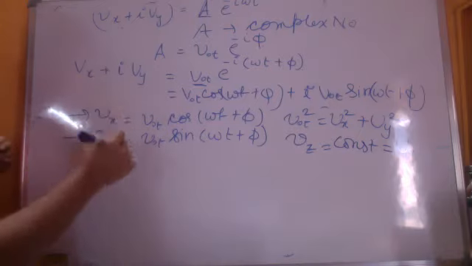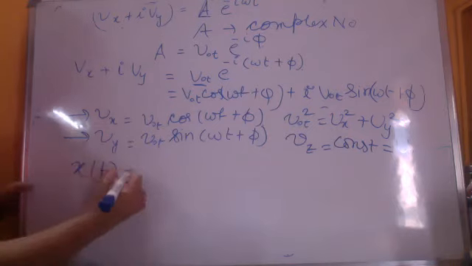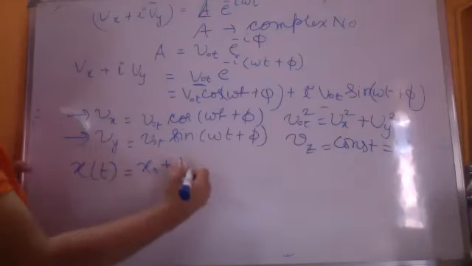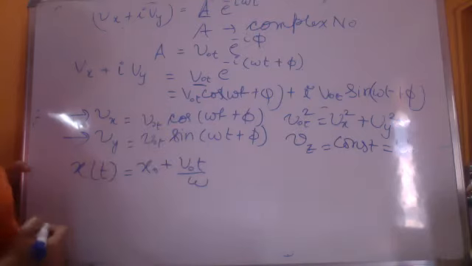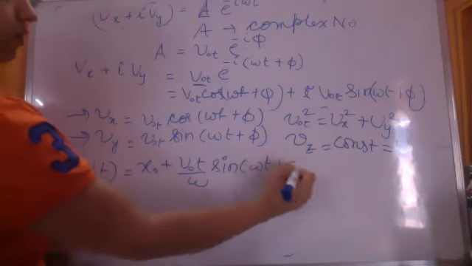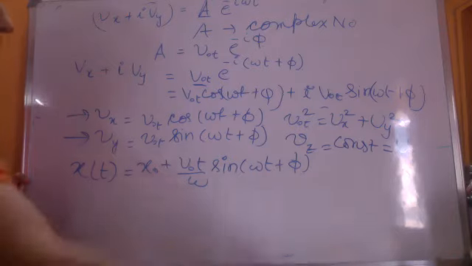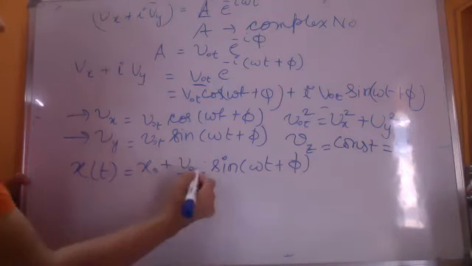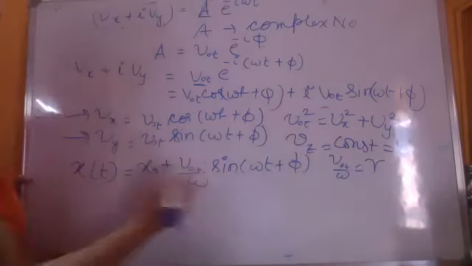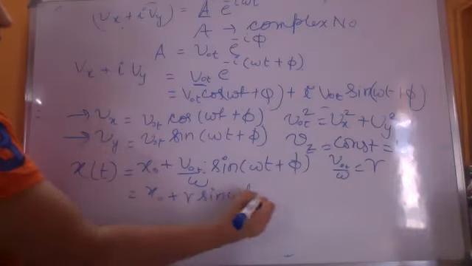Let's integrate once more to get x of t. You do the integration, x of t will be some constant plus V naught t by omega. I'm doing integration and I get sine omega t plus phi. I call this quantity V naught t by omega as some R. So I get R sine omega t plus phi.